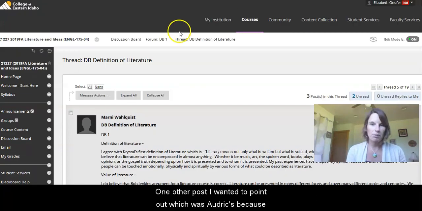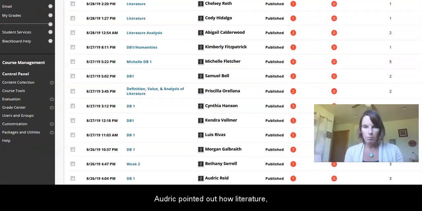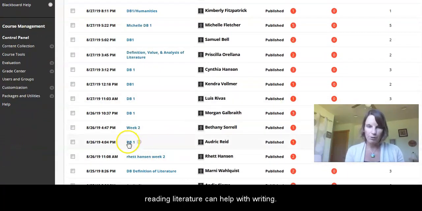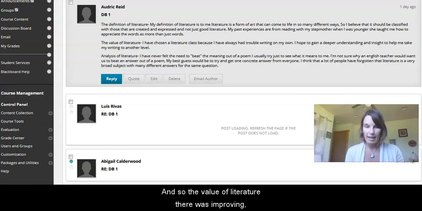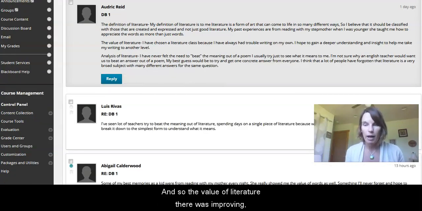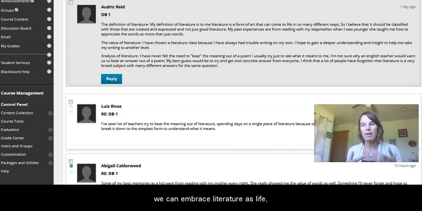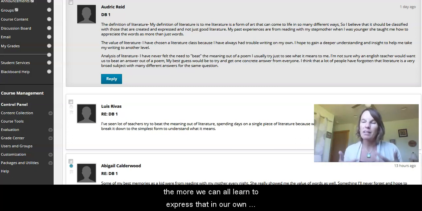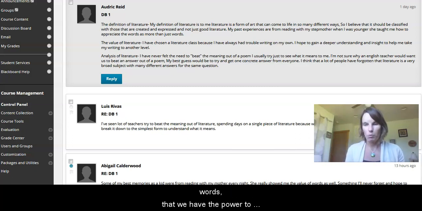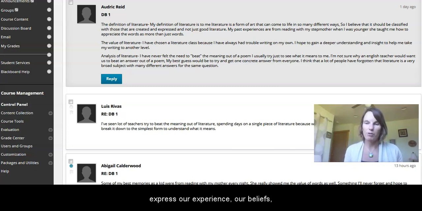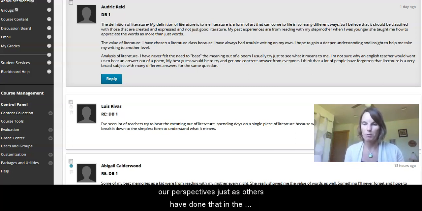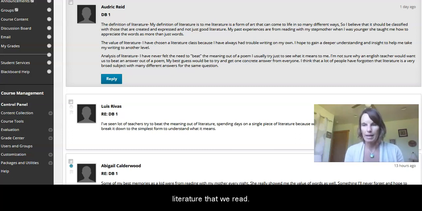One other post I wanted to point out, which was Audrick's, because Audrick pointed out how reading literature can help with writing. And so the value of literature there was improving writing. Absolutely. Because the more we can embrace literature as life, the more we can learn to express that in our own words, that we have the power to express our experience, our beliefs, our perspectives, just as others have done that in the literature that we read.